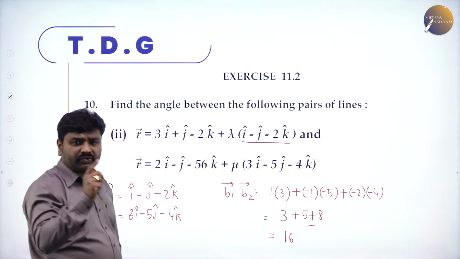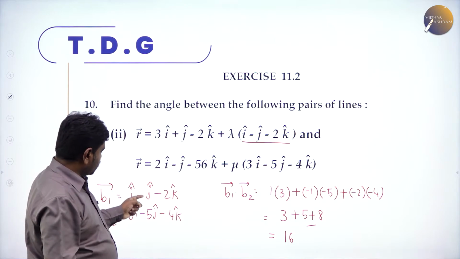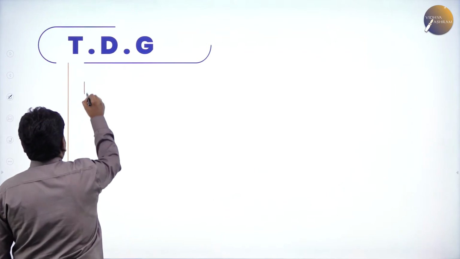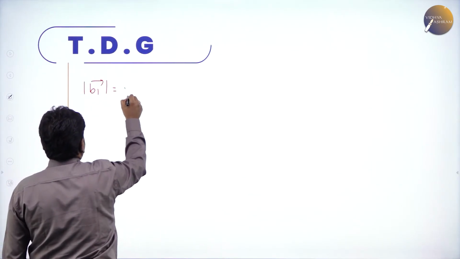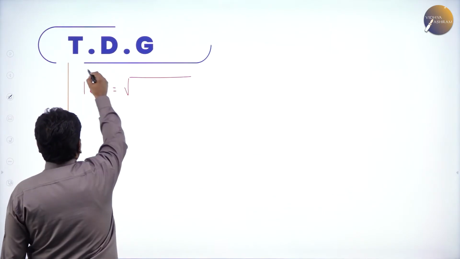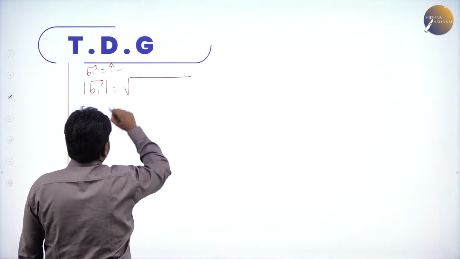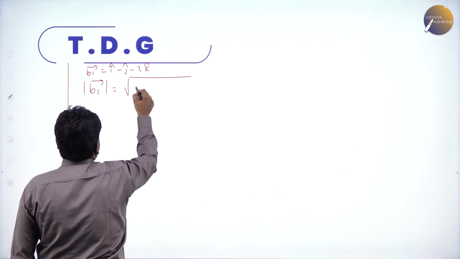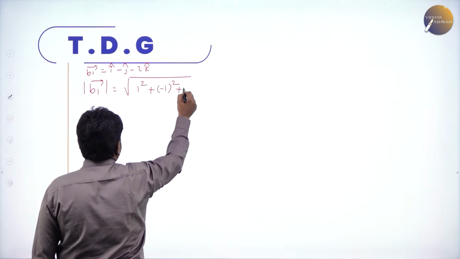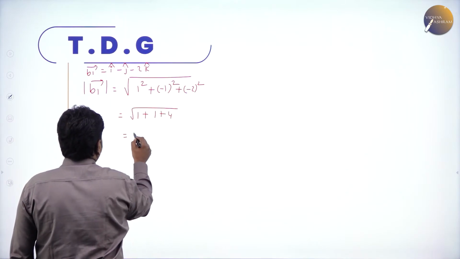All of you know how to find the dot product. Multiply the coefficients of i, j, k: 1 into 3, then minus 1 into minus 5, then minus 2 into minus 4. Then find the magnitudes. What is the magnitude of vector b1? b1 is i cap minus j cap minus 2k cap. So the magnitude is root of 1 square plus minus 1 the whole square plus minus 2 the whole square. That is 1 plus 1 plus 4, root 6.